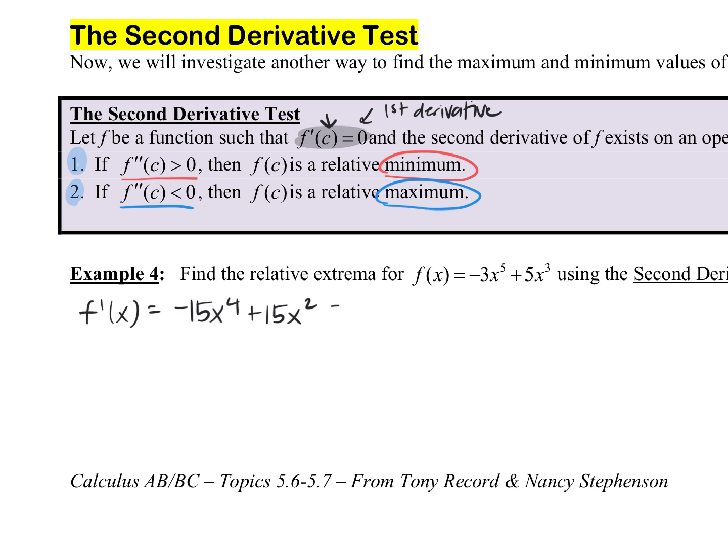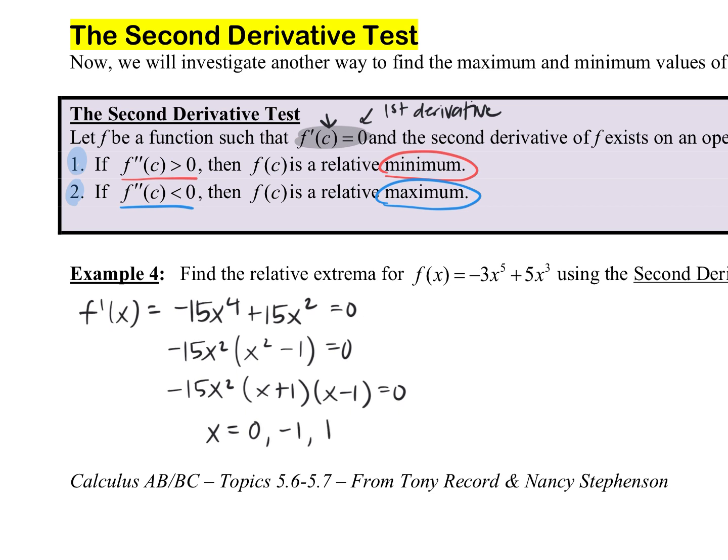If I set this equal to 0 and solve, I factor out a negative 15x squared to give me x squared minus 1. I can factor that again, so that's negative 15x squared times x plus 1 times x minus 1. What values will x equal if I solve this equation? 0, negative 1, and 1.